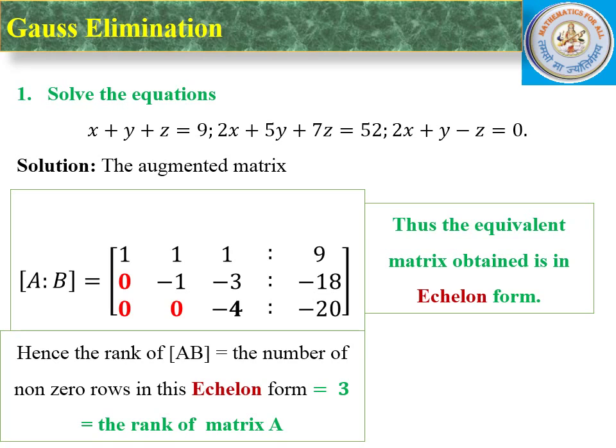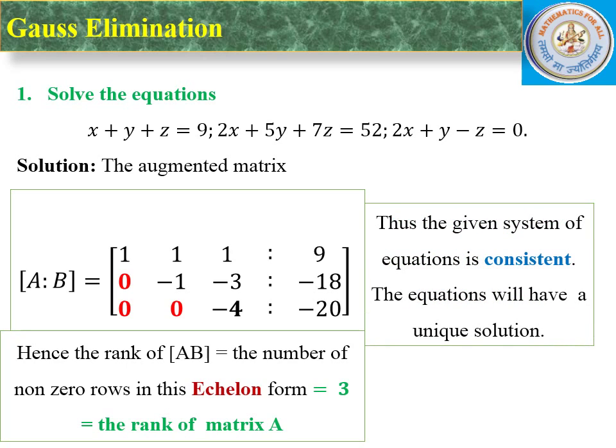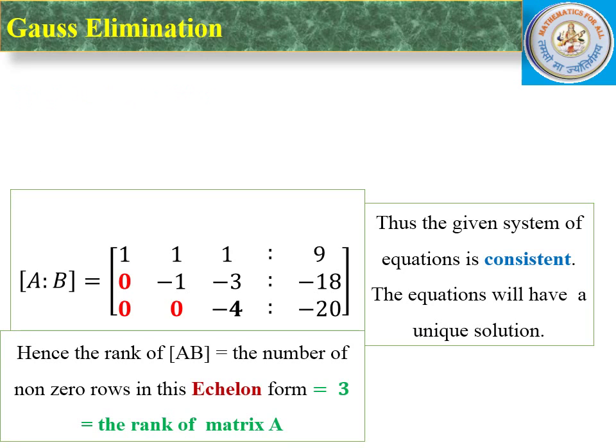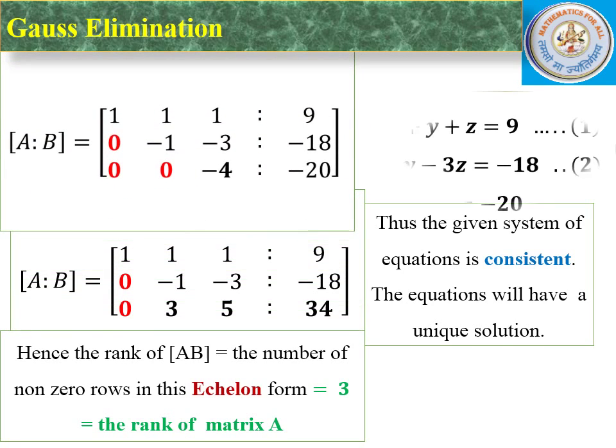Here the rank of the coefficient matrix A and the rank of the augmented matrix [A|B] are the same. Also the number of variables is 3. That's why the system is consistent here. The given system of equations is consistent and will have a unique solution, as the rank of A, the rank of the augmented matrix and the number of variables are the same, all are 3. So now we go for the solution. From this equivalent matrix we represent the equations again.